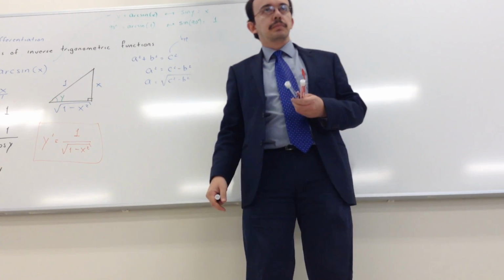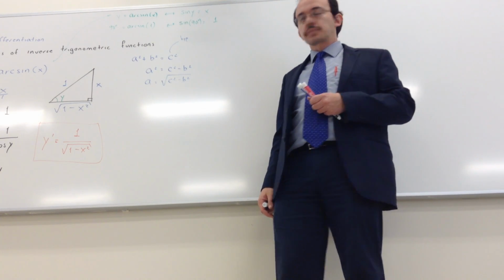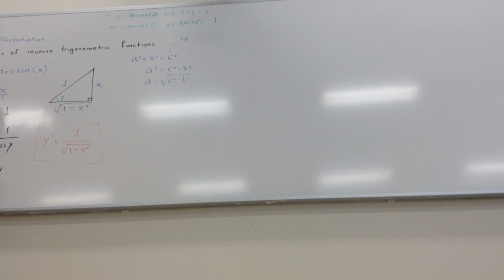Profe, entonces, en este caso, ¿por qué quedó la respuesta 1 sobre hipotenusa sobre adyacente? Because I'm changing the secant of y by using the triangle. So y is the angle. So secant of that angle is hypotenuse over adjacent. So 1 over this. Yeah.